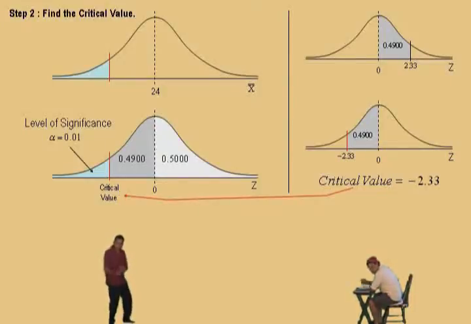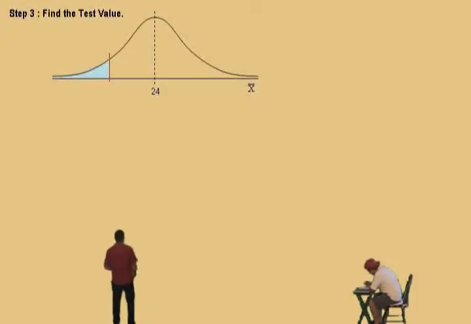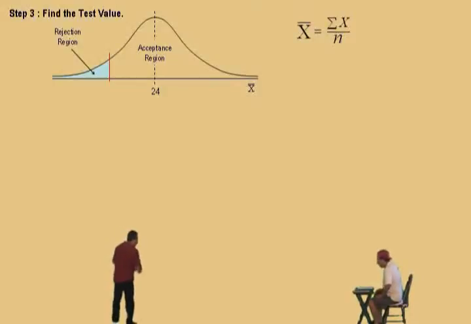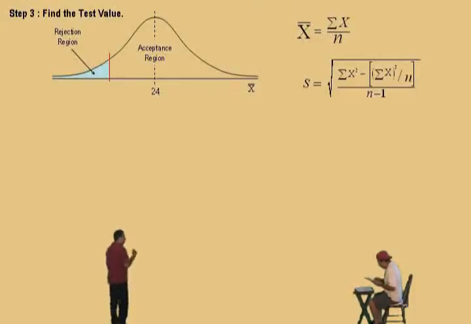Whew. Let's keep going. Step 3, find the test value. So remember, middle region, acceptance region; tail, rejection region, always like that. Now, we're going to have to find the sample mean for our 30 data values. We need to sum up all those data values and divide by n, which in this case is 30. That's the number of people in our data set. Our sample standard deviation is also needed to calculate our z-test value.